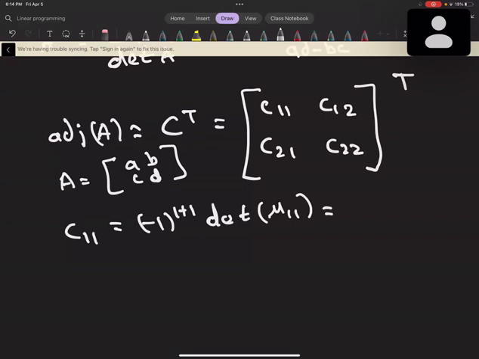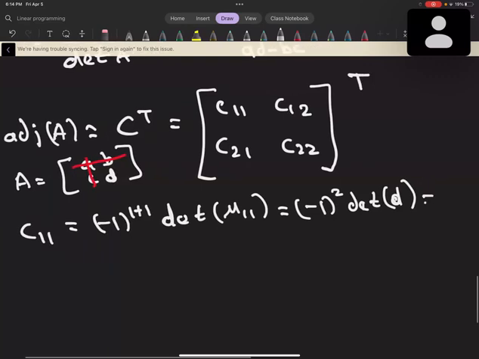But so what is it? So N11 is this position. So here I just got a number, and the determinant of the number is just the same number. So it's minus 1 to the square, determinant of N11, that's just D. And then minus 1 squared is 1, and the determinant of D is D. So this is just D. So here we put D, and then we're gonna do transpose.